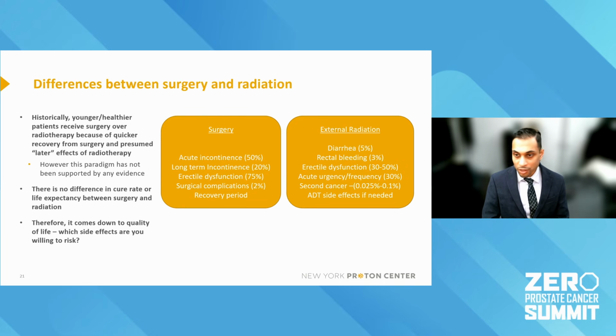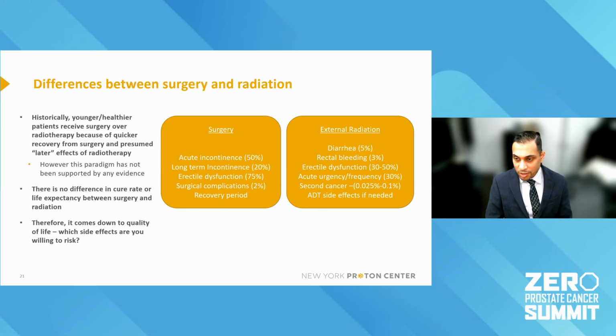There's a long-term rectal bleeding rate of about 3%. Erectile dysfunction is better than surgery, but it's still not great. It can be anywhere from 30% if you're doing brachytherapy or protons, or up to 50% if you're doing conventional radiation. About 1 in 3 patients are going to have some type of acute urgency and frequency during treatment. The vast majority of them recover afterwards, but during treatment, you will likely experience that.